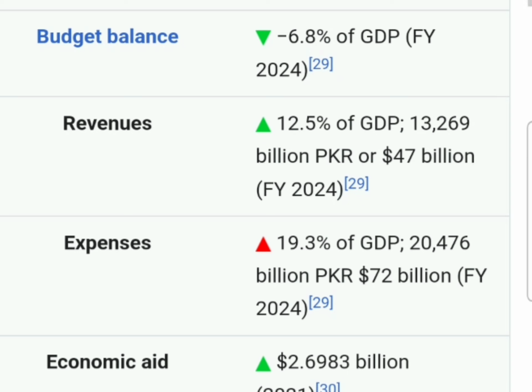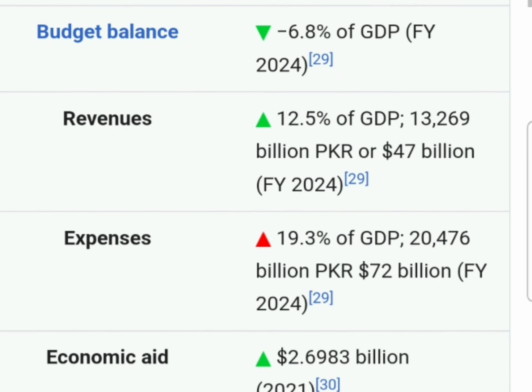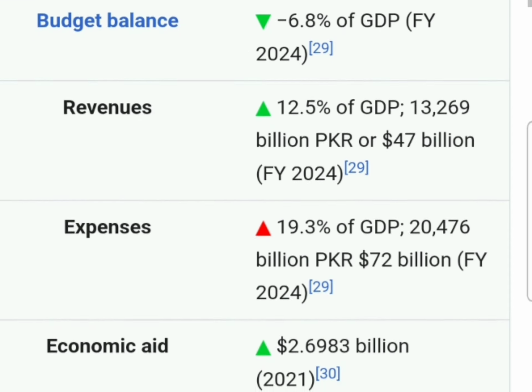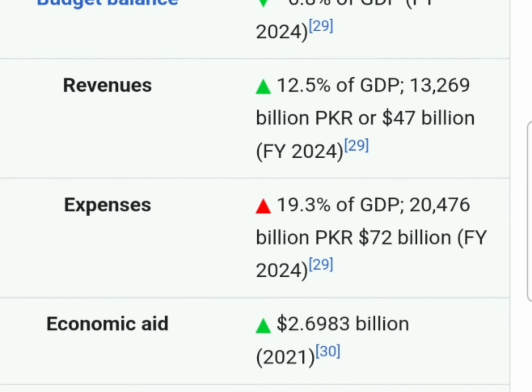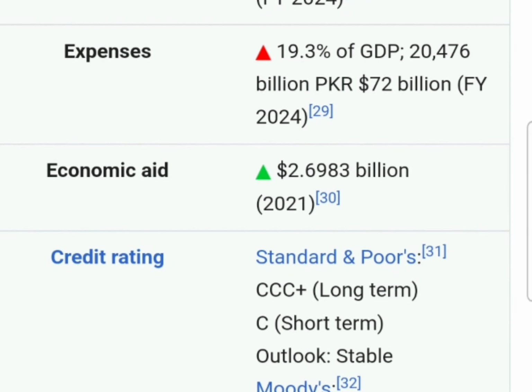Revenue. Pakistan is collecting revenue of 12.5% of GDP. It is 13,269 billion rupees, or 47 billion US dollar. And this revenue is collected through various types of taxes. Expenses. The expenses of Pakistan are 19.3% of GDP. In PKR, it is 20,476 billion rupees, or you can say 72 billion US dollar, which is 19% of GDP.